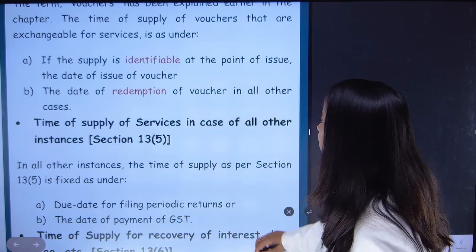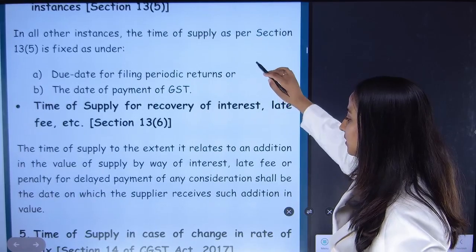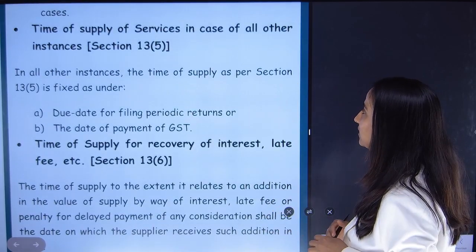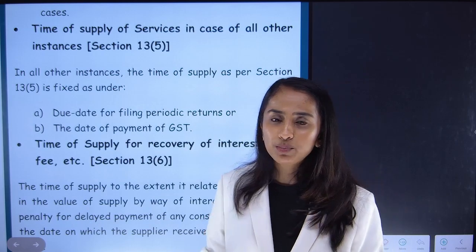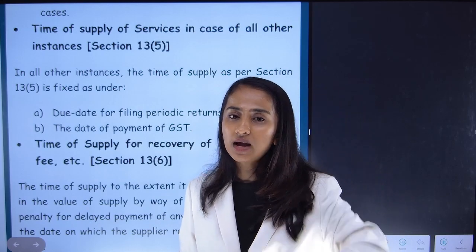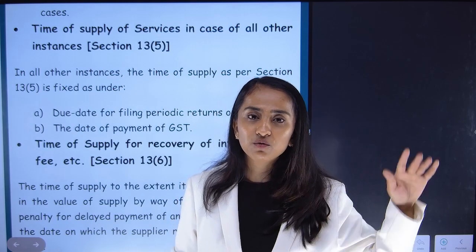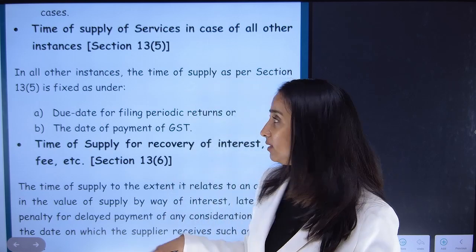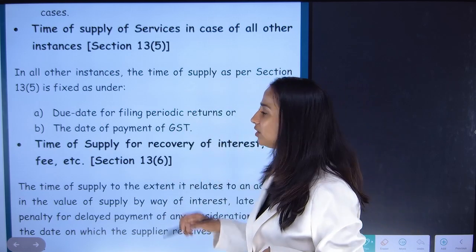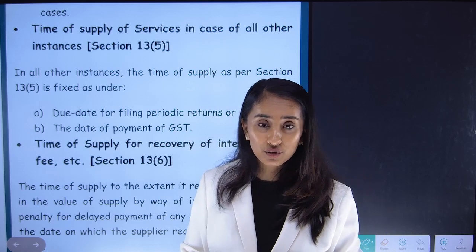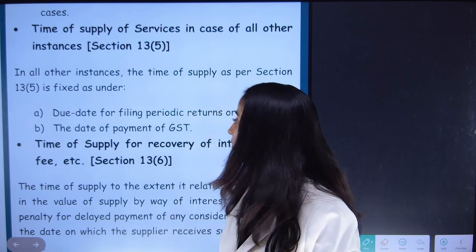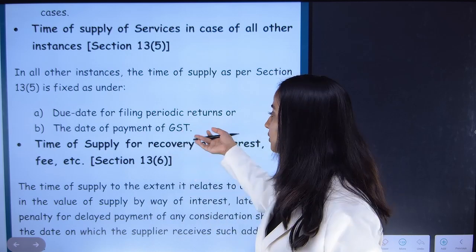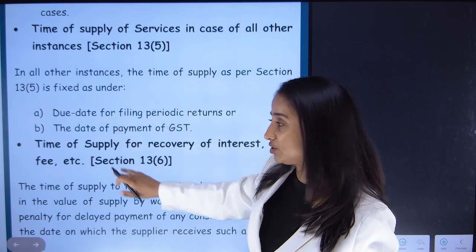Cool. Now, in all other cases, this is a residual provision. If it does not fall under the above categories, FCM, RCM, voucher, associated enterprise, then what will you see? You will see the date of filing the periodic return, that is your GSTR 3B, the date when you file that, or the date on which you actually make payment of GST. The earlier of these two dates you will take. This is called the residual provision.